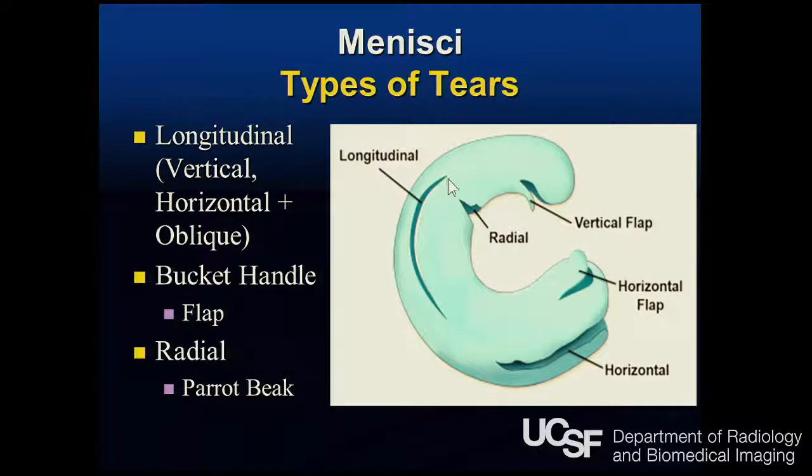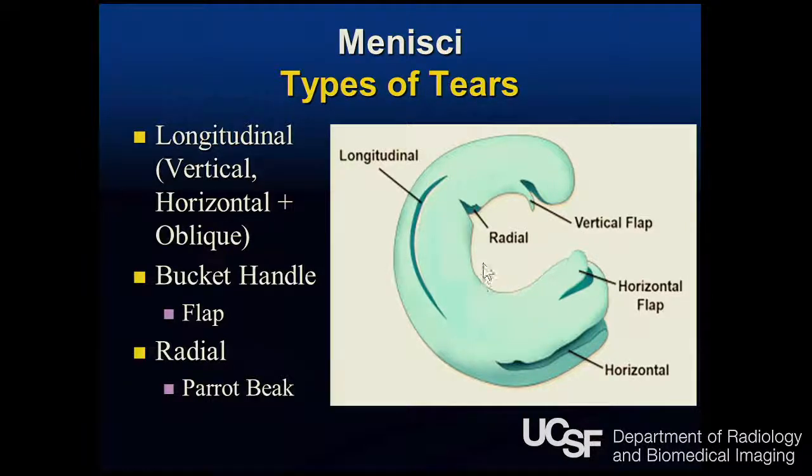First is going to be a longitudinal tear. Now, a longitudinal tear is going to be what we see most commonly, and it will either be horizontal or vertical, and I'll show you what I mean with specific cases. The second type of tear is going to be a bucket handle tear. A bucket handle tear is typically seen in young people and will result in a flap of the free edge of the meniscus extending into the intercondylar notch, and we'll see cases of that as well.